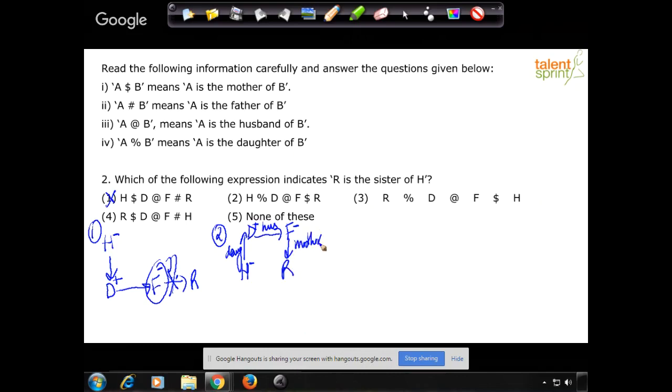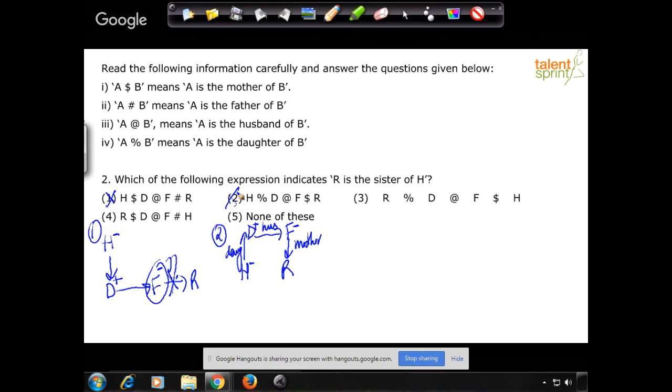Now, if you notice, the gender of R is not known to us here, and we have to find the relationship between R and H. We know that H is the sister of R. Irrespective of whether R is a brother or a sister, H is going to be the sister. But the question says R is the sister. And we cannot determine whether R is the sister or the brother of H, because the gender of R is not known to us, boys and girls. Therefore, again, expression 2 cannot be the answer.